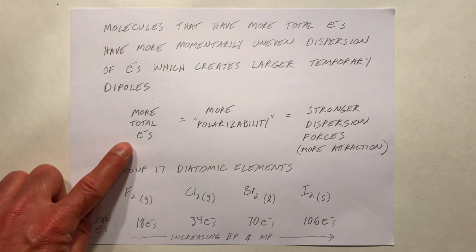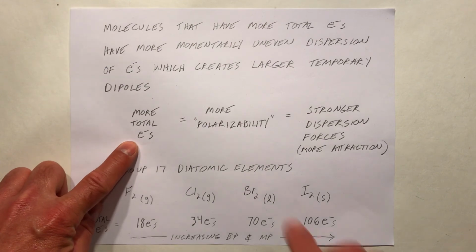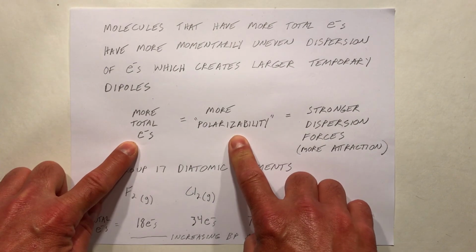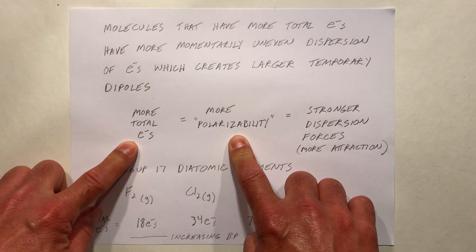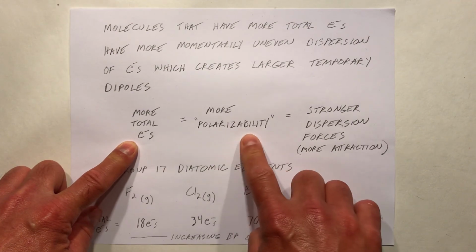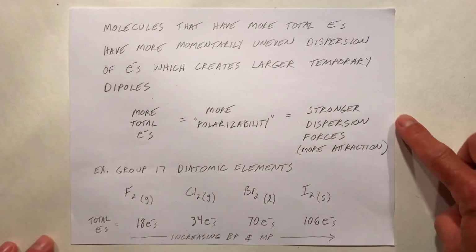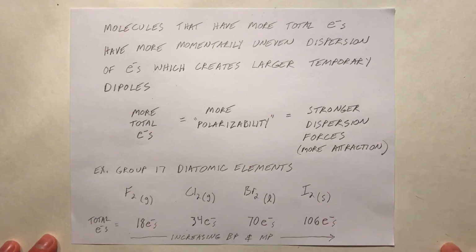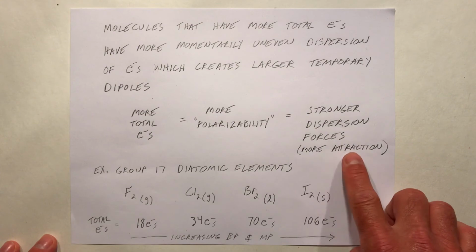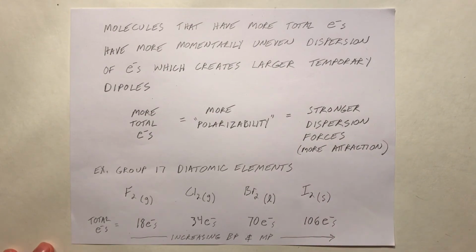We can say that more total electrons in a molecule means that the molecule has more polarizability. Now that's kind of a large term, but the concept is pretty easy. It just means that the electrons can have more uneven dispersion momentarily in that molecule. And that would create stronger dispersion forces or more attraction between those molecules.